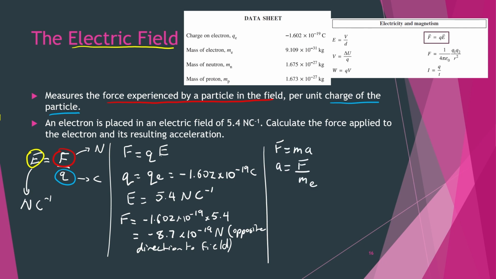Now, the force was calculated in the previous question, and the mass of the electron is given in our datasheet. From here, I can just substitute. This gives us an acceleration of negative 9.5 times 10 to the 11 meters per second squared. Again, because this acceleration is negative, this indicates that the acceleration is happening in the opposite direction to the field.